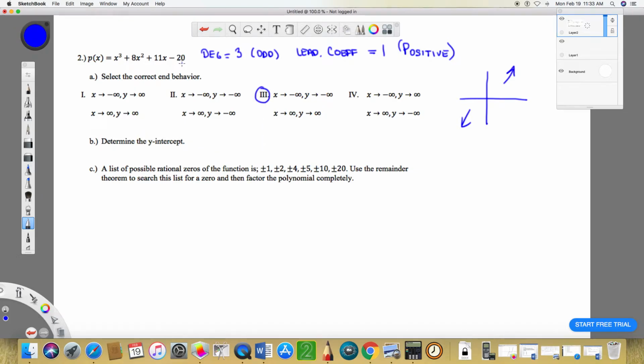When it's in standard form, the y-intercept is the constant term. So this would have coordinates (0, -20).